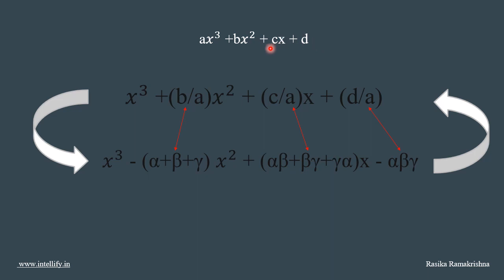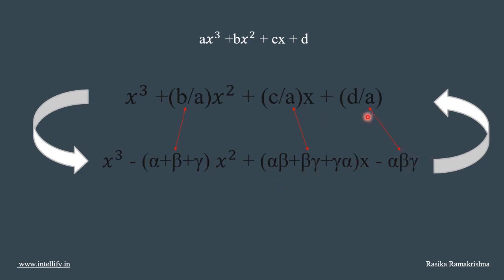So when you are talking about the same polynomial, you can obviously compare the coefficients, right? Because they both have got to be equal. So when you compare the coefficients of x squared, you obtain alpha plus beta plus gamma to be minus b by a. And you compare the coefficients of x to obtain alpha beta plus beta gamma plus gamma alpha to be c by a.